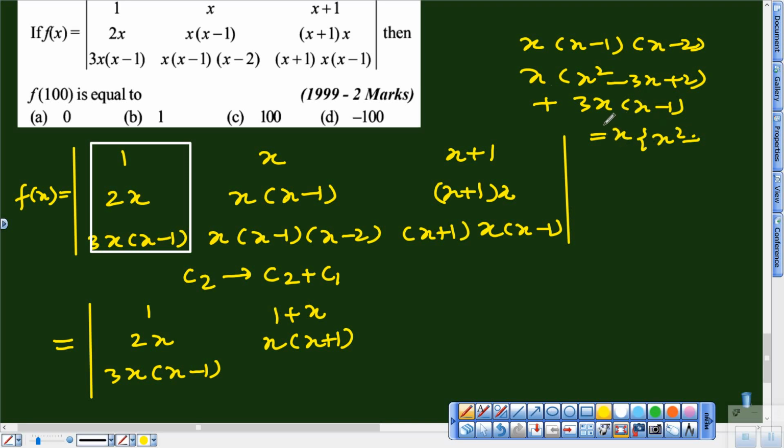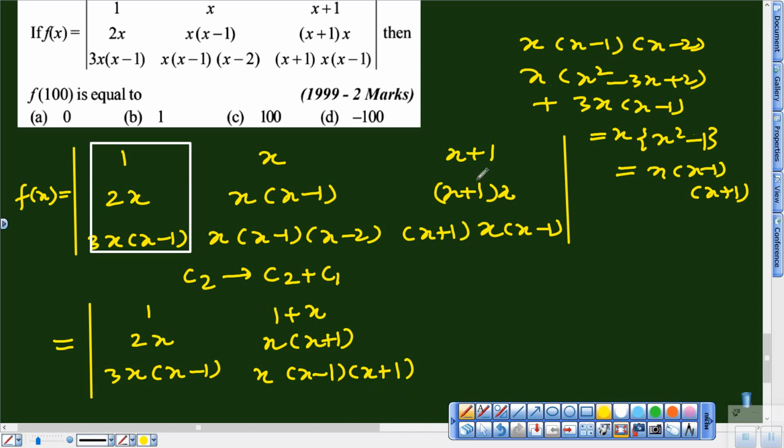That is, I take x common, it will add 3x minus 3. 3x will make it 0, minus 3 will make it minus 1. Will it? Right. Minus 1, which can be factored into x minus 1 into x plus 1. Can't you see that? This can be written as x minus 1 into x plus 1. Is it neat enough?